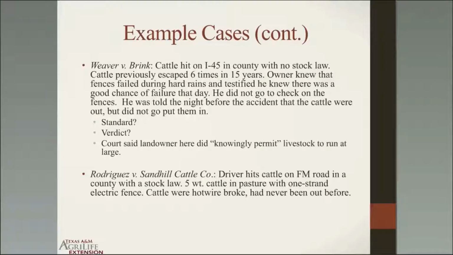All right, so what do we think? What's our standard? Are we open range or closed range? We're closed range, right? Because of the stock law. And so the standard here is permit. Did the landowner or the animal owner permit these cattle to run at large? Let's vote on this one, Pete. If he permitted them to run at large, he is liable. If he did not permit them to run at large, he is not liable.